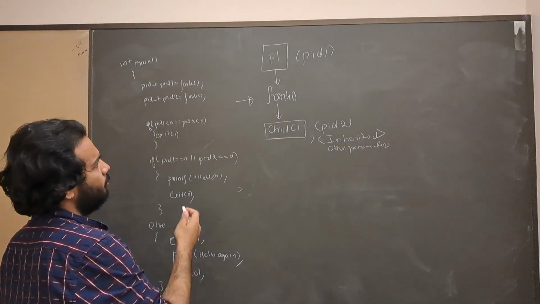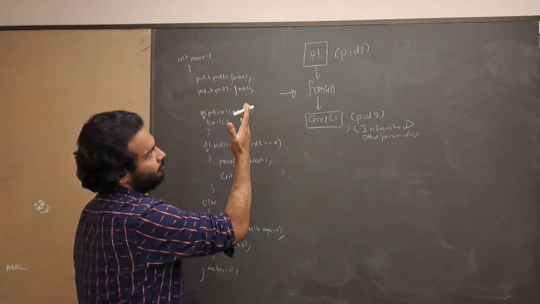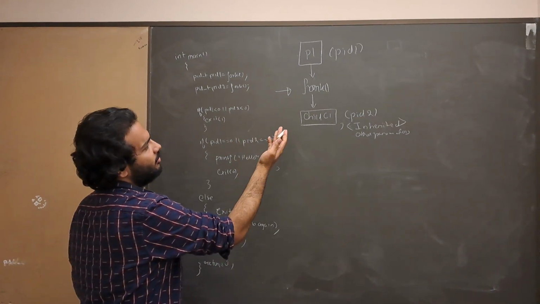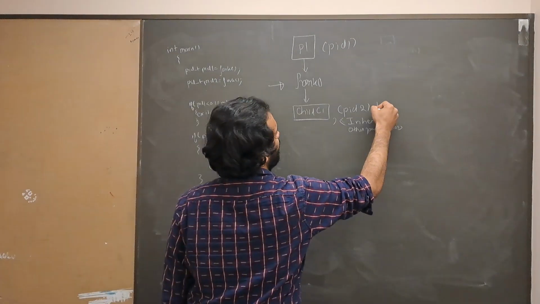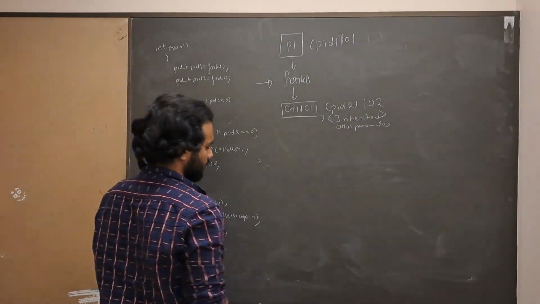Now, this is the basic working of fork. The parent process is duplicated when a fork call is made, and the child process will be created with a different unique PID, and other parameters will be inherited. These are the process IDs.